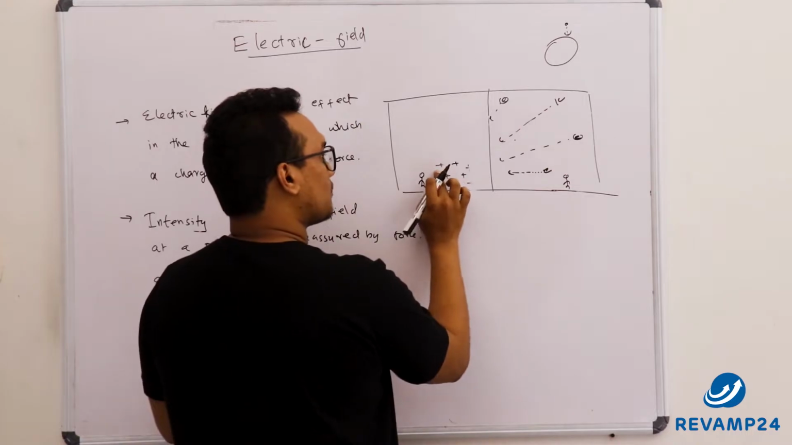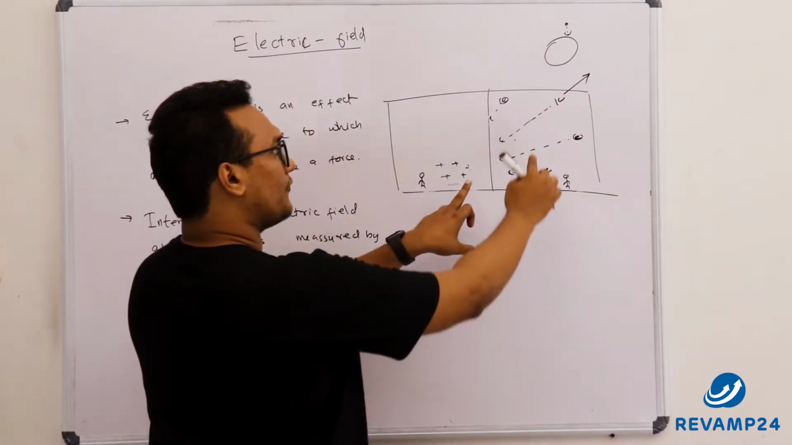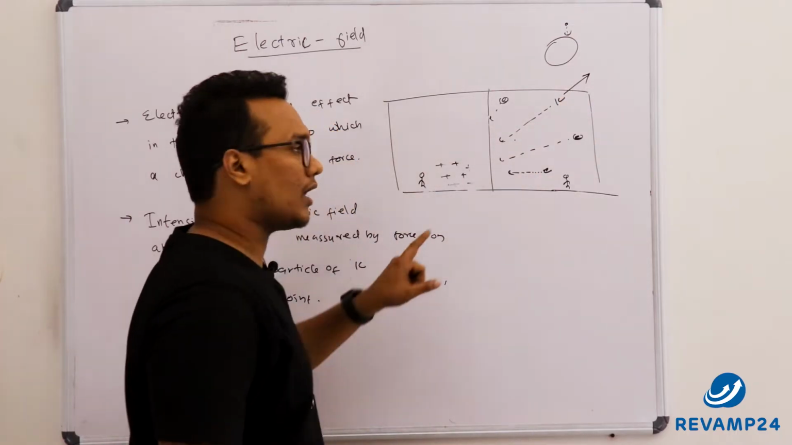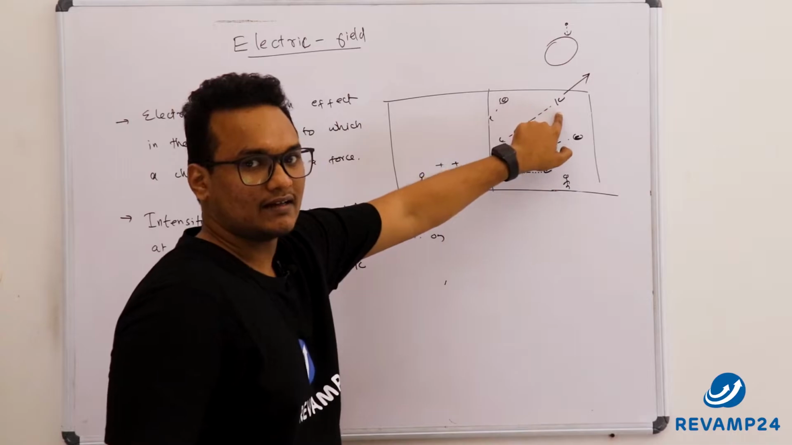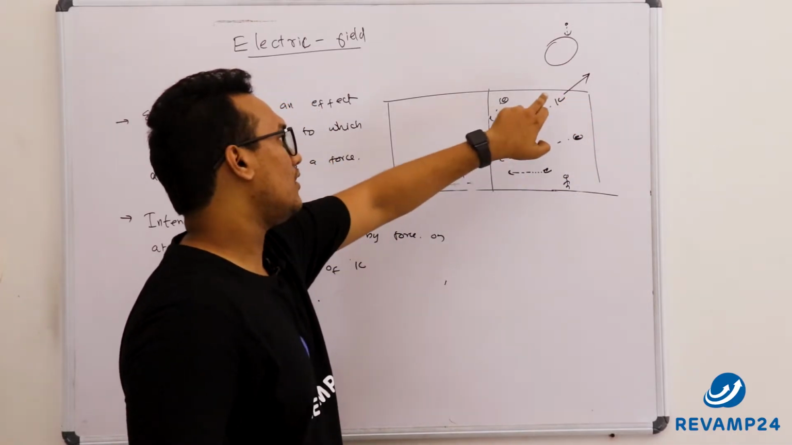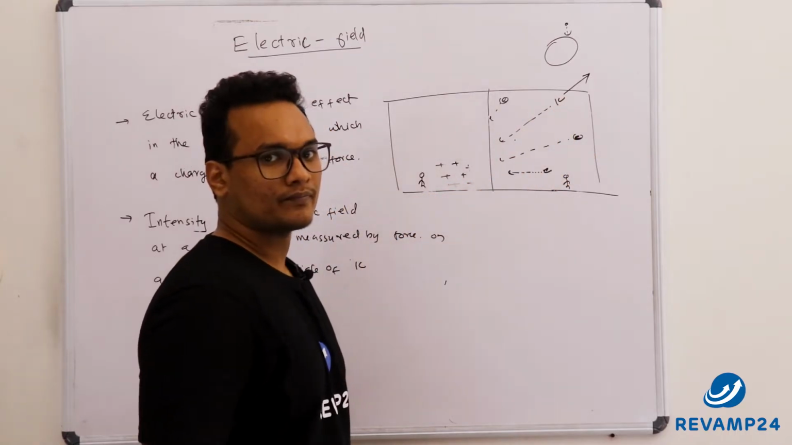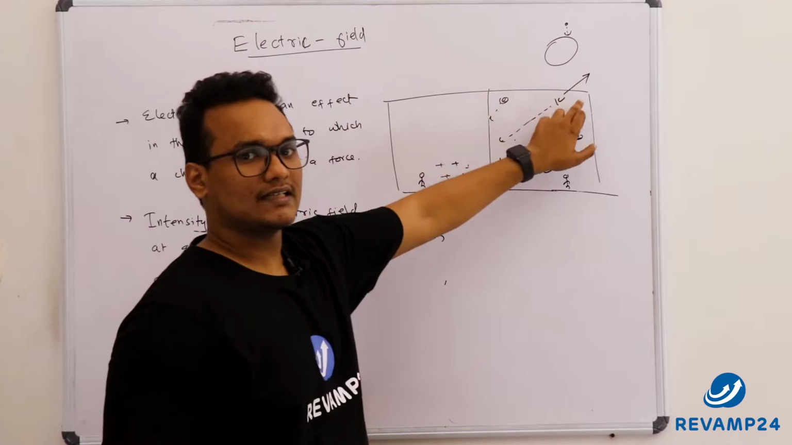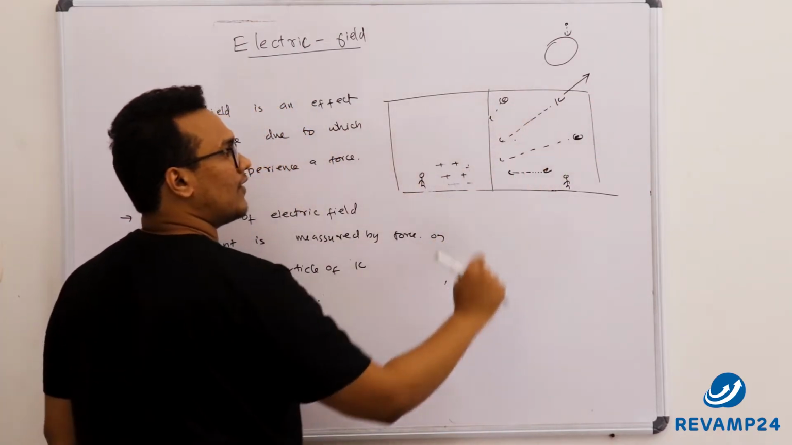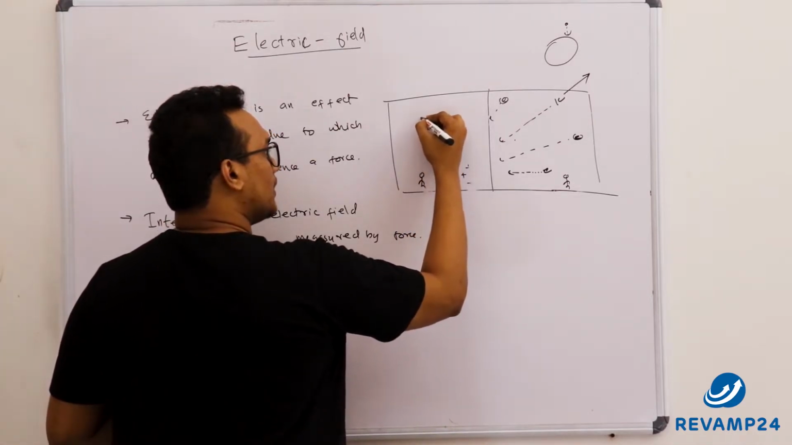Obviously, if this is positive, it will be a repulsive force. Now the force exerted on 1 coulomb, this is the test charge, a standard defined test charge. The force exerted on a test charge of 1 coulomb is called the electric field at that point. So it's a point property. With the point, the value will change. Here, if I keep 1 coulomb, it will be repelled in this direction.